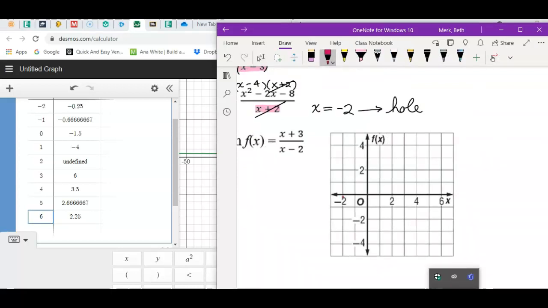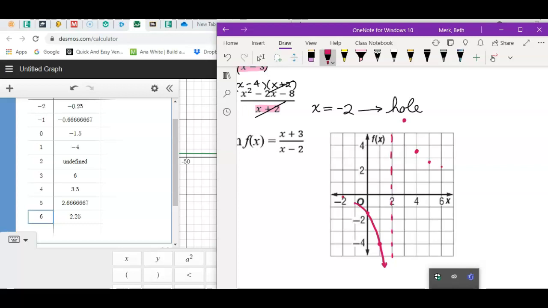So negative 2, negative 1/4, negative 1, negative 2/3, 0, negative 1.5, 1, negative 4. 2 is undefined because that's a vertical asymptote, if you recall. Number 3, 6, which would be up here. 4, 3.5. 5, 2 2/3. 6, 2 1/4. And then we connect these as nicely as we can, approaching the asymptotes.